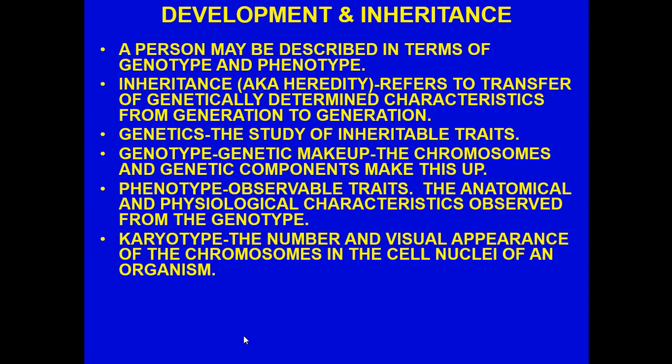Phenotype's a little different. Those are observable traits, the anatomical and physiological characteristics observed from the genotype. But keep this in mind: not all genes, or gene types, which we will call alleles later on, are going to be observed, because some gene versions have preference over other versions. But we'll get into that a little more in a minute. When I talk about a karyotype, that's the number and visual appearance of the chromosomes in the cell nuclei of an organism.